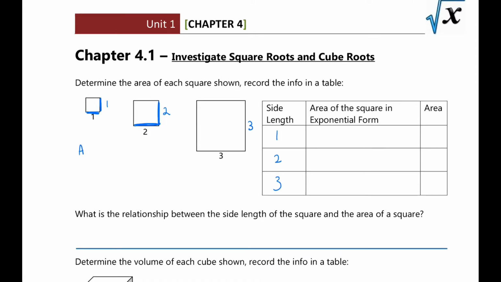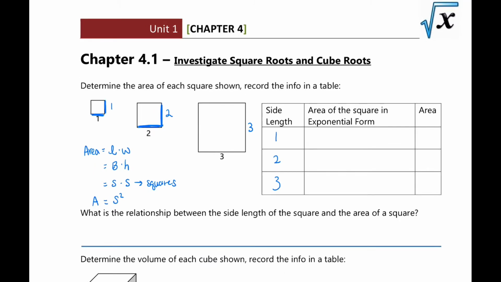But recall back to our area equation. Area of a square is equal to length times width, or sometimes you are taught base times height, or you might also know side times side. This is more for squares. So if we use side s times s, then this can be rewritten in s squared form. Therefore, we can fill in the middle column there, area of square in exponential form.